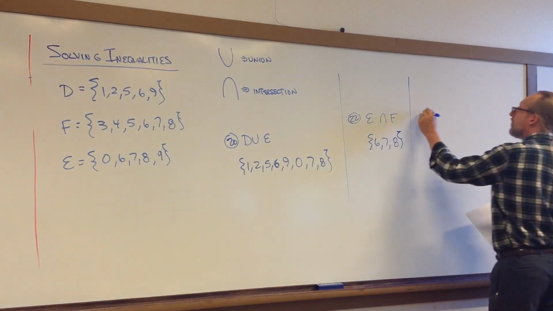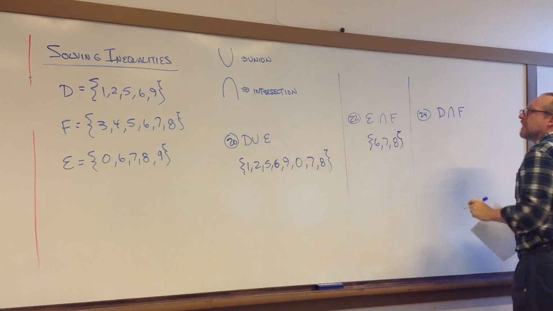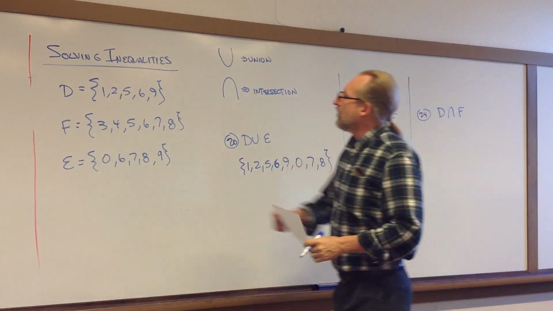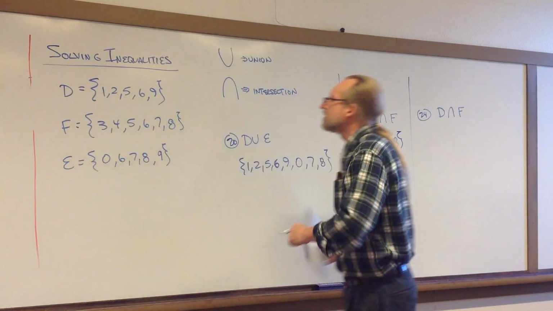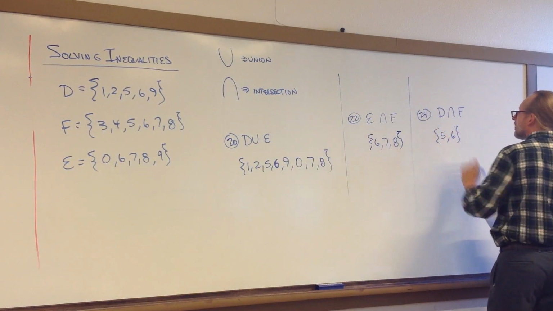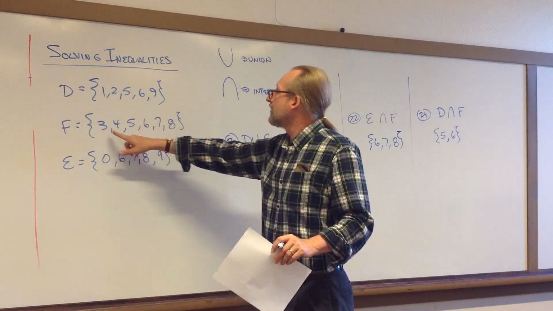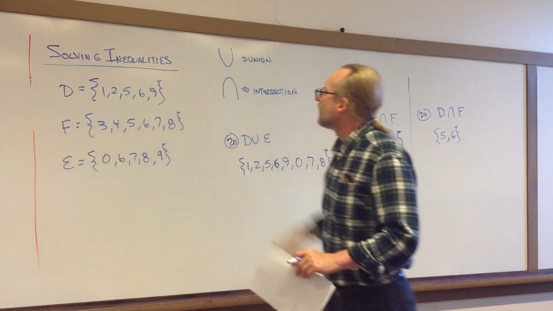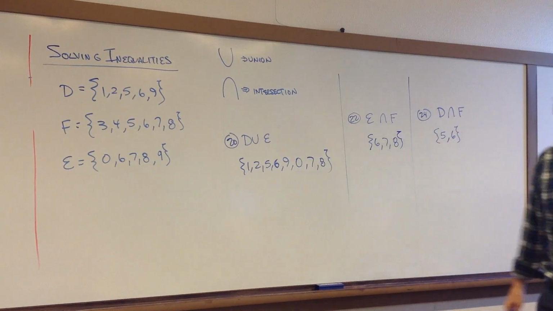And problem 24 is D intersection F. And let's see, D intersection F, we don't want the 1 or the 2. The 5 is in both, and the 6 is in both. And so there we go. Okay, the 9's not in both, neither is the 3, neither is the 4, the 7, or the 8. Okay, so what's in both of them? Just the 5 and the 6.